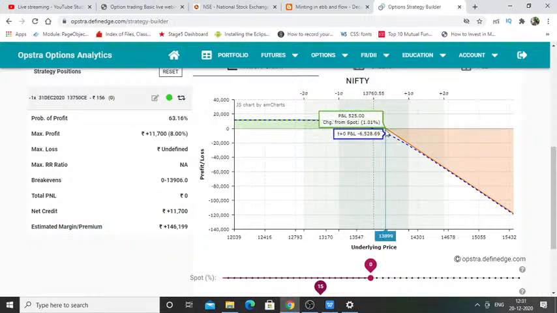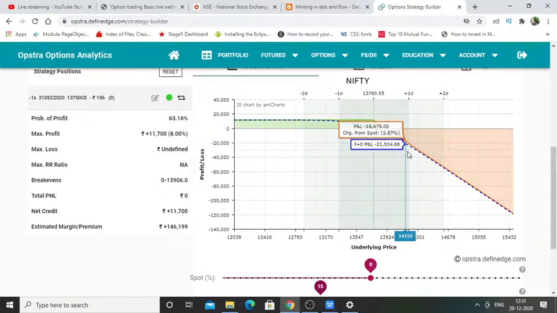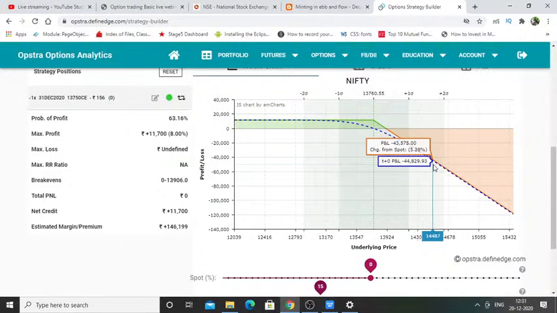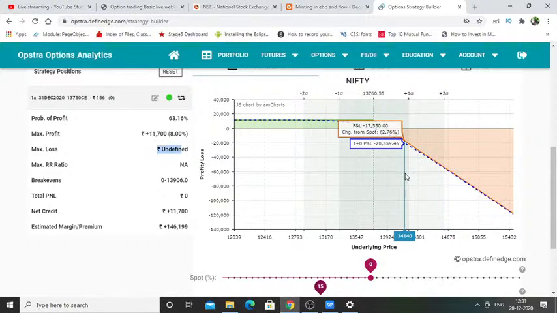But if the stock starts moving upside, what will happen if the market goes to 14,500, 600, wherever? You can see here your loss amount will keep on increasing. You can also see your max loss is undefined. You're going to get the maximum loss if the trade goes against you.